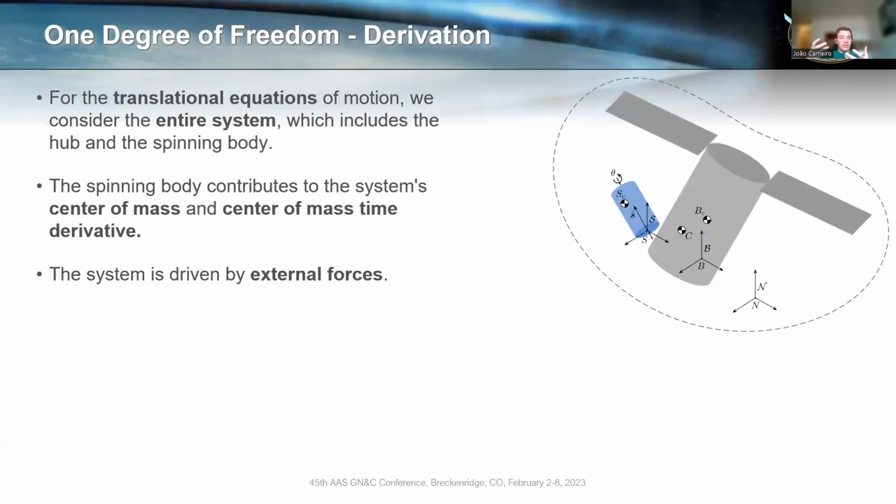So we start off with the translation equations of motion, and for this one, we include the hub and the spinning body, so we include the entire system. Obviously, as the spinning body rotates, and especially if there's a center of mass offset, this will change the center of mass of the system, and also have an impact on the center of mass time derivative. Obviously, because we're focusing on the translation side of things, the system is driven by external forces.